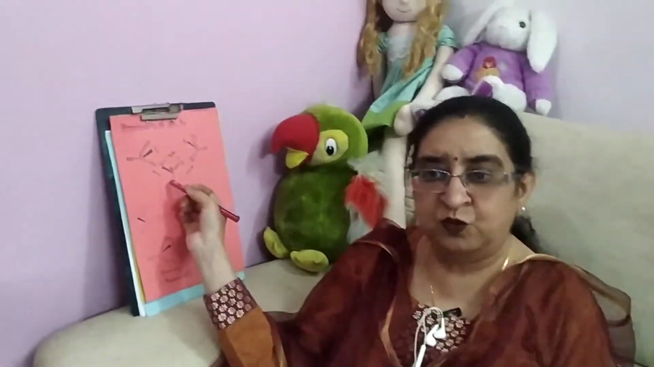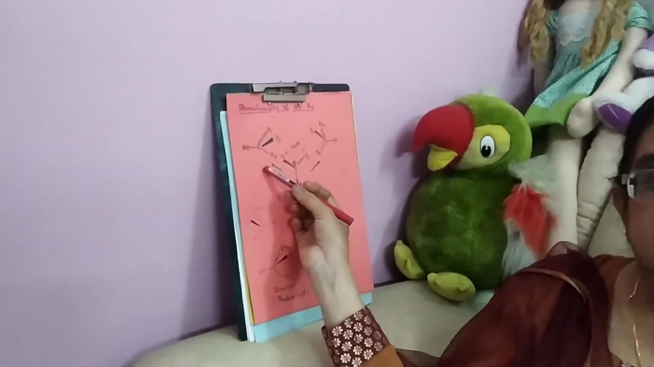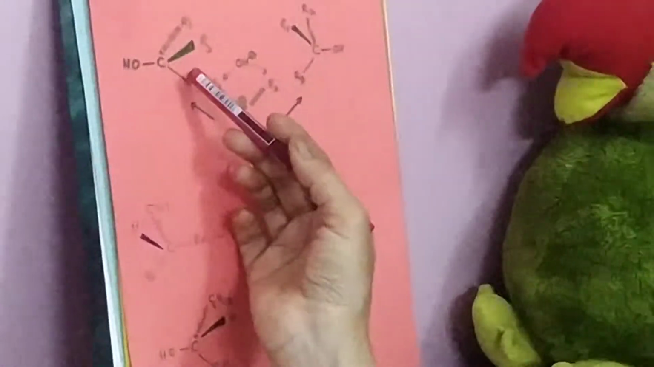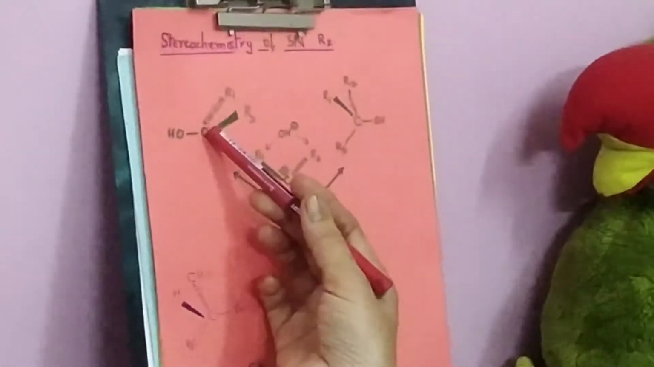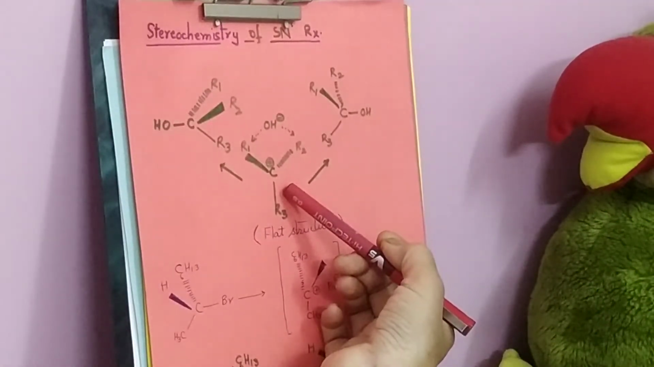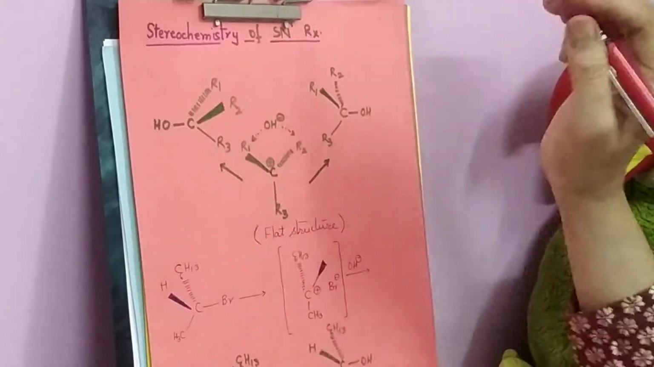Students, should we continue with our discussion of SN1 reactions, their stereochemistry, as we were talking about in our previous lecture? Can you see it here, the mechanism of SN1 reactions? See it once again. Now, is it clear to you here? This is the intermediate carbocation which is formed here.